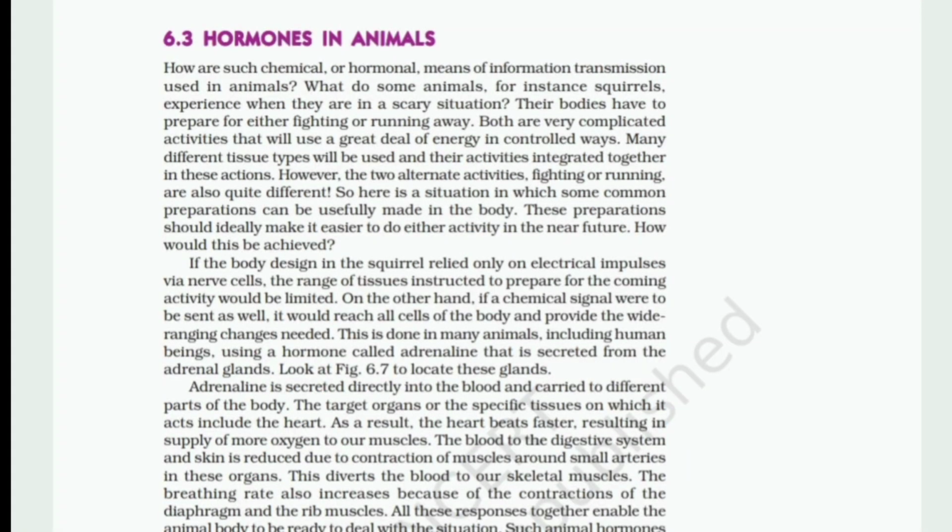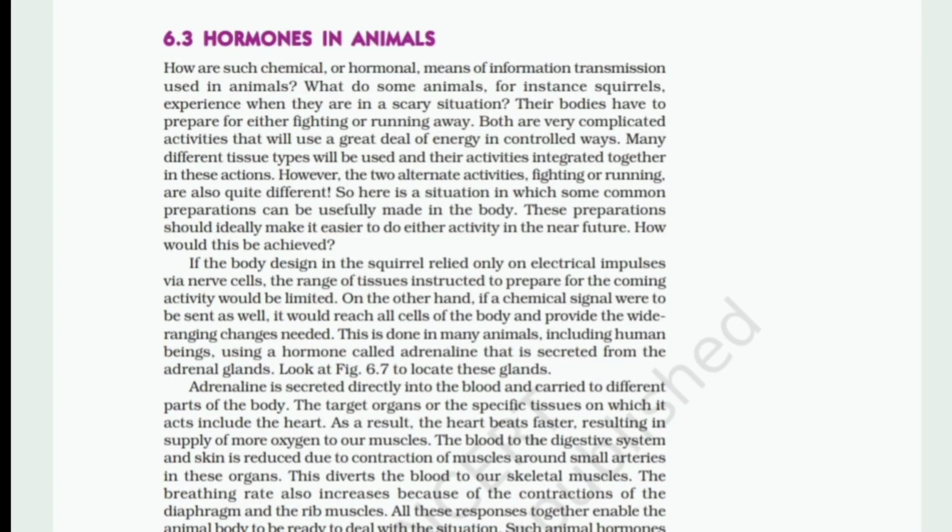Hormones in animals. How are such chemical, or hormonal, means of information transmission used in animals? What do some animals, for instance squirrels, experience when they are in a scary situation? Their bodies have to prepare for either fighting or running away. Both are very complicated activities that will use a great deal of energy in controlled ways. Many different tissue types will be used and their activities integrated together in these actions.